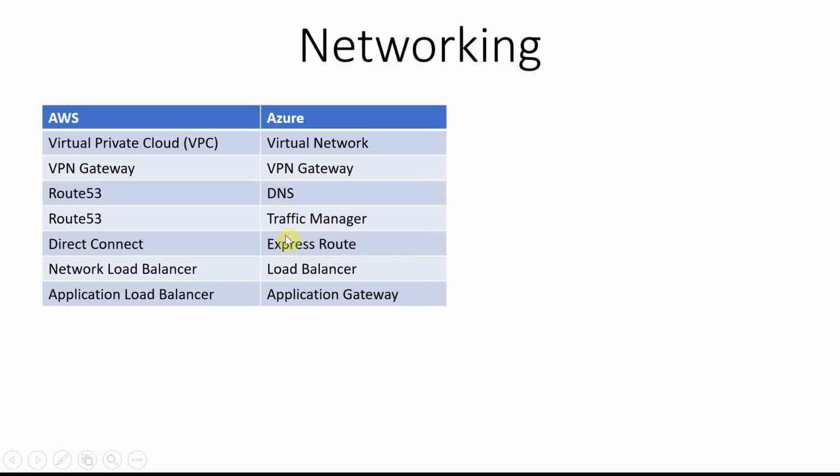Then ExpressRoute is primarily for on-premise and cloud, where you want to transfer data privately, not public. So the others are public, but this is a private network. So, yeah, we discussed the load balancers, network based and application based.